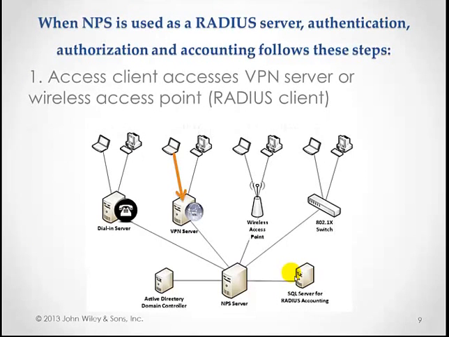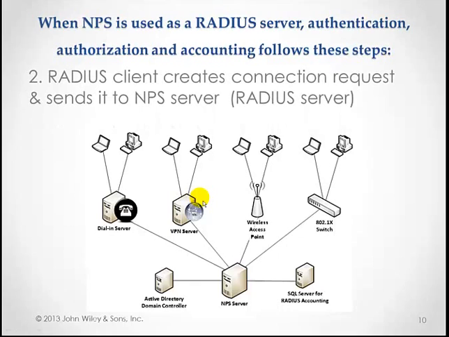So when your NPS, your network policy server, is used as a RADIUS server for authentication, authorization, and accounting, it's going to follow these steps. So step one, the access client will access a VPN server or some wireless access point. So here we have an access client like a laptop, maybe somebody's home computer, or maybe they're on the road, and they need to get to some resource on the network like a server that we can't see on here. But they need to go through a VPN server. Now the VPN server, when it gets that request, what is it going to do? Now the VPN server as a RADIUS client is going to create a connection request and send it to the RADIUS server. The RADIUS server is the NPS server. So there we have an access request message sent from the VPN server, which is a RADIUS client, to the NPS server, which is a RADIUS server.